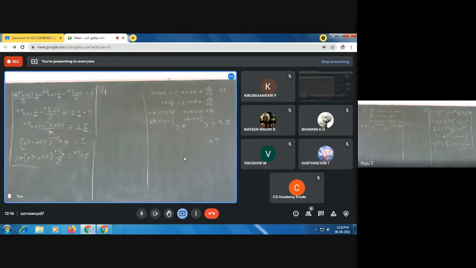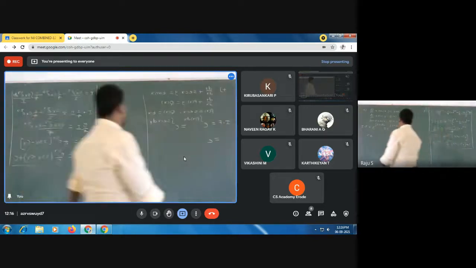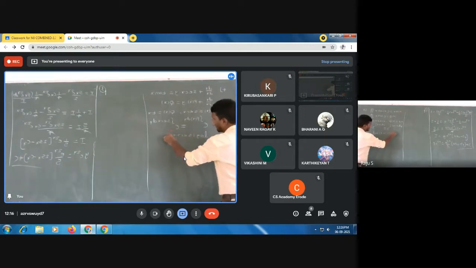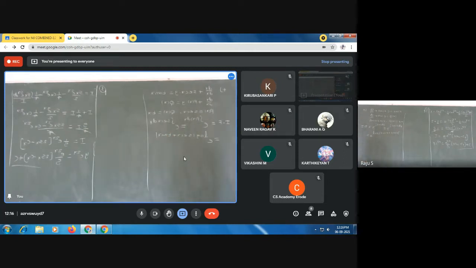Integral secant x is tan x only, no? No. Then what? It is log secant x plus tan x. Good. So the integral of secant x formula is log mod secant x plus tan x. Clearly remember the formulas.